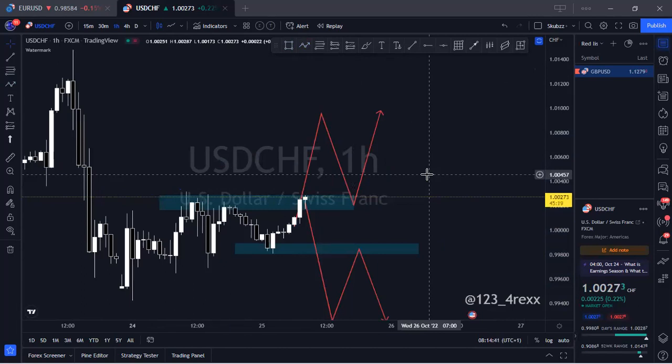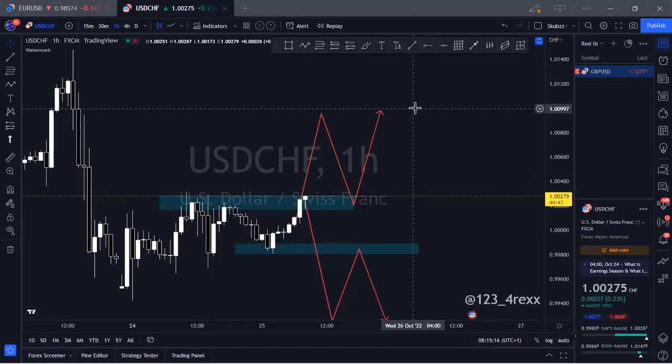Is there another pair you guys want us to take a look at before we go? Any other pair you guys want us to take a look at? Or what questions do you guys have? Gold. Okay.